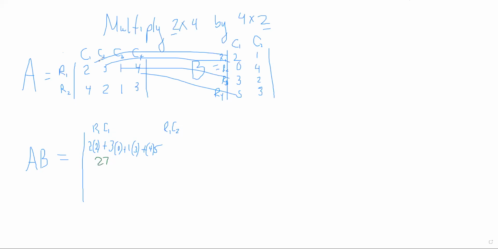Then you have to do row 1 times column 2. And once again, you have to pair all the columns of one with all the rows of another. That's going to lead to, sorry, it's raining, correspondences up there. 2 times 1, 3 times 4, 1 times 2, and 4 times 3.